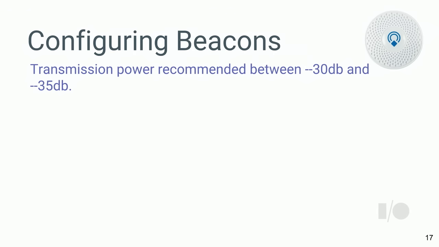A few more parameters you need to configure, again, using the configuration app. The first one is the transmission power. Now, we recommend a value somewhere between negative 30 dB and negative 35 dB. That's a low setting for the transmission power. It has two advantages. One, it helps to prolong the life of the battery for the beacon. Secondly, it ensures that users only see the beacons when they're close to the beacon. So this gives the user a much more contextual experience.